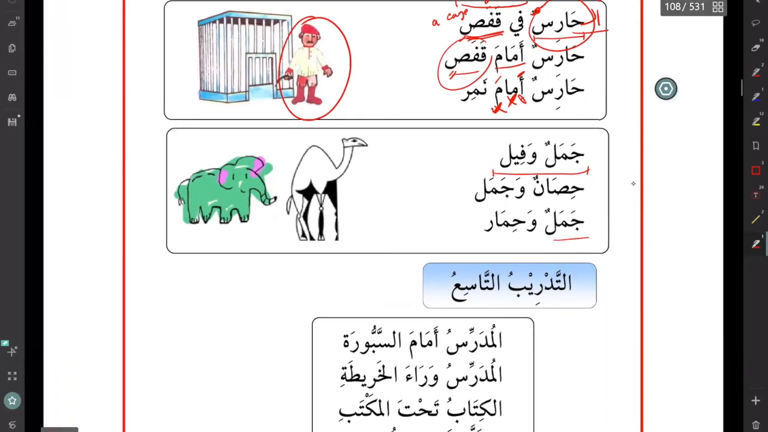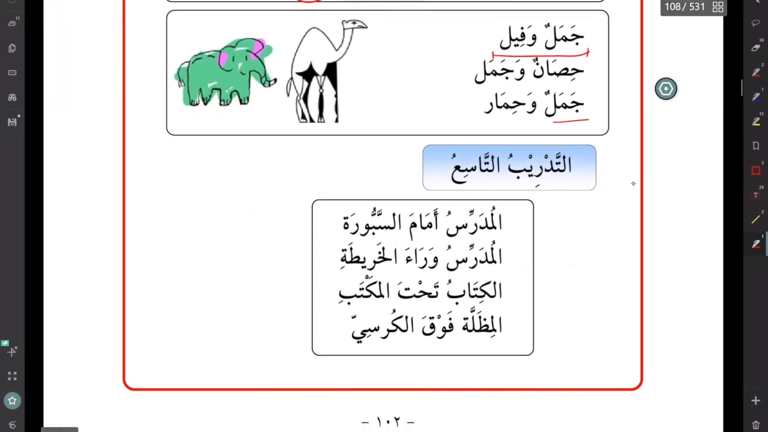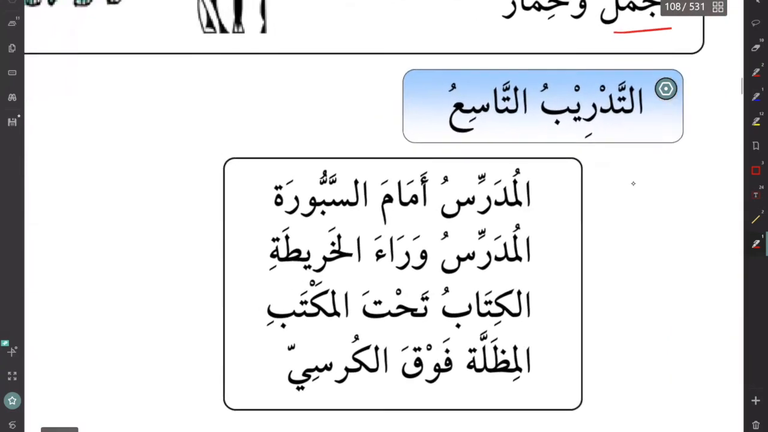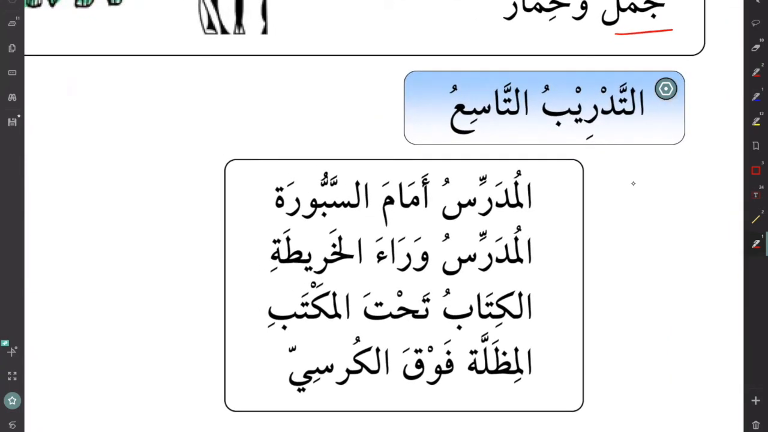Okay. Then we have التدريب التاسع. The ninth exercise we have المدرس أمام السبورة. Okay, the old rule. After a preposition we have a kasra. So here we don't have any problem because why? Because it's starting with a definite. المدرس. We cannot say مدرس أمام السبورة. We cannot start with an indefinite. This is one of the basic rules you have to understand. Okay. So this is fine because it is a definite noun. Al-mudarrisu amama sabura. So how do we translate?